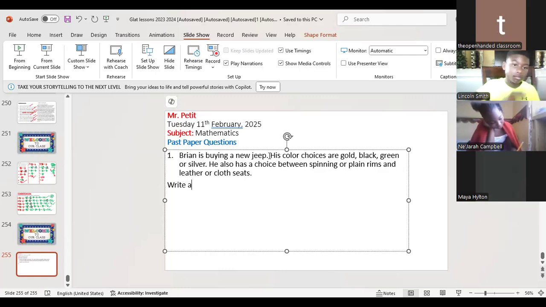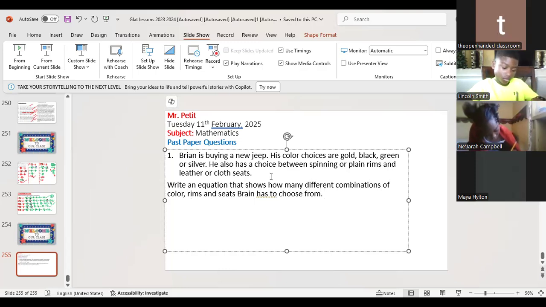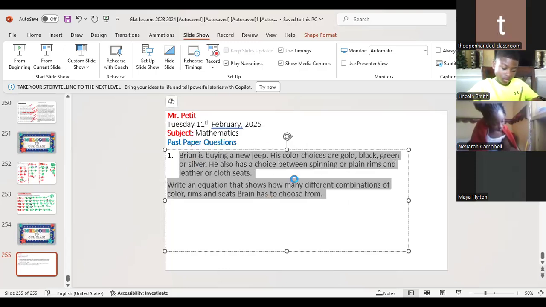Write an equation that shows how many different combinations of color, rims, and seats Brian has to choose from.